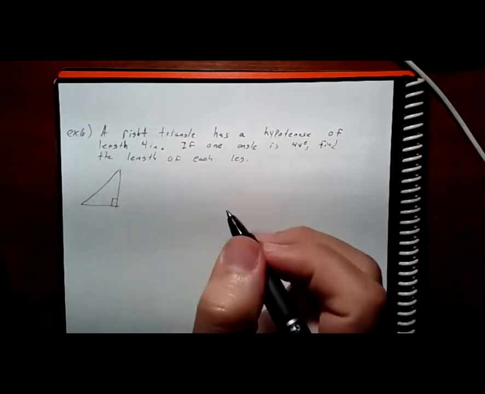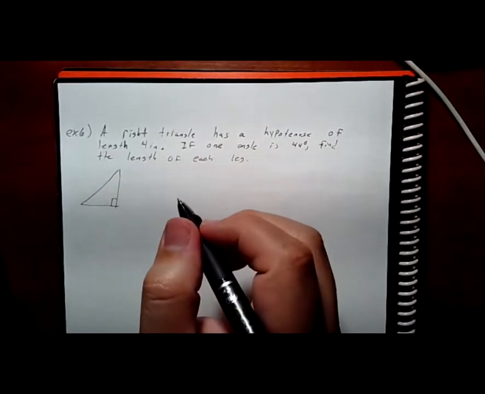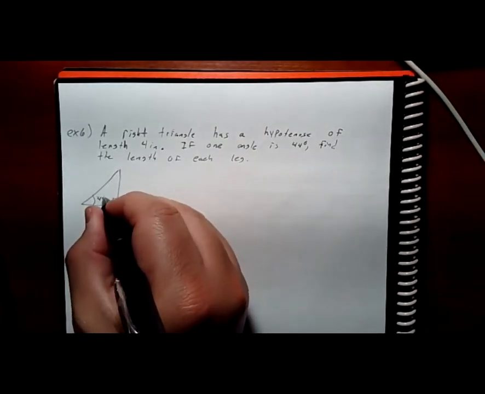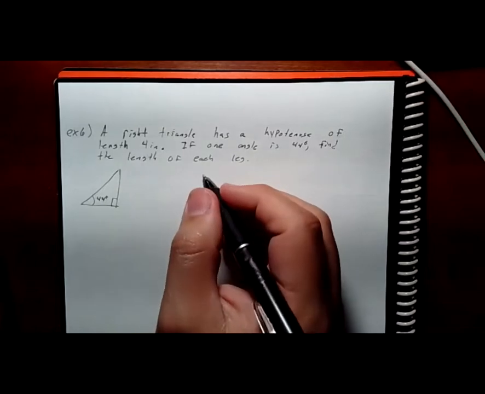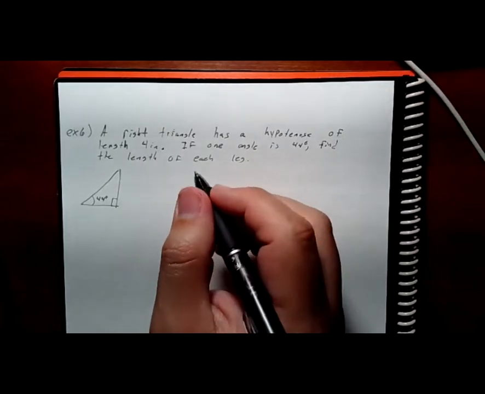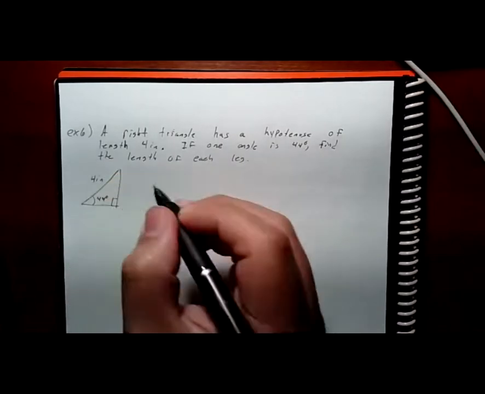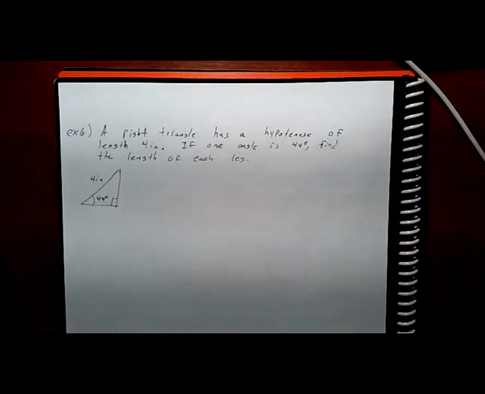So of course it's a right triangle, so we have that side. They told us that one of the angles is 44, so I'm going to call this one 44, just because they didn't specify which, so we'll choose that guy. They said the hypotenuse was 4 inches, right? That's all the info we got. They want us to find the missing legs.